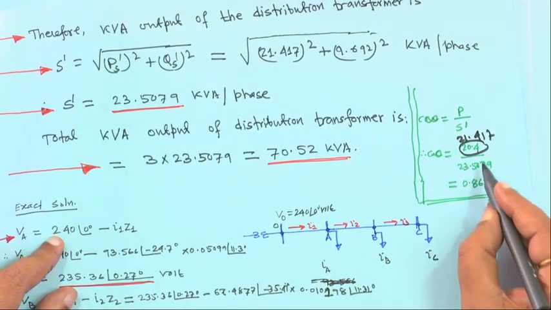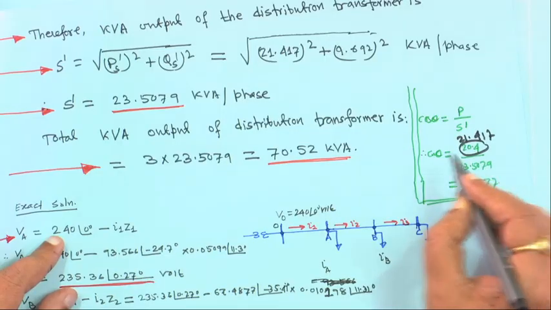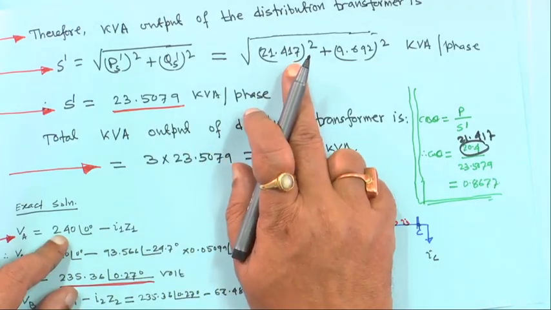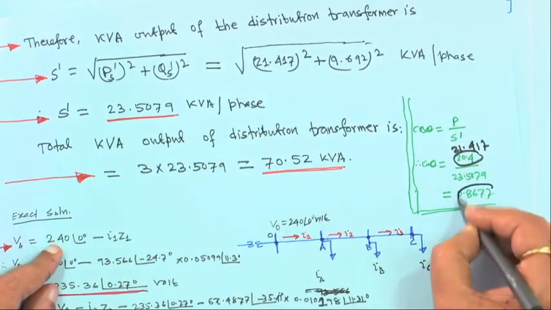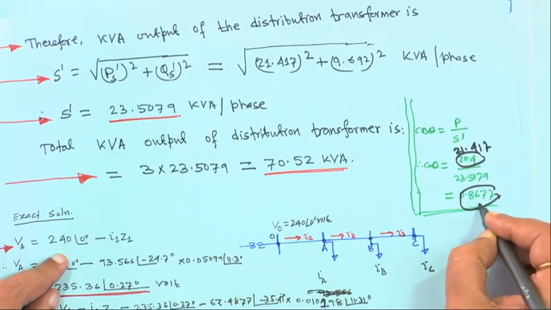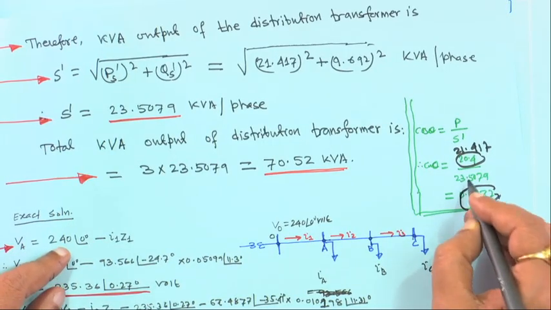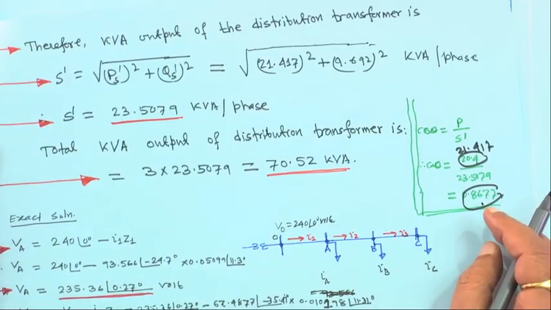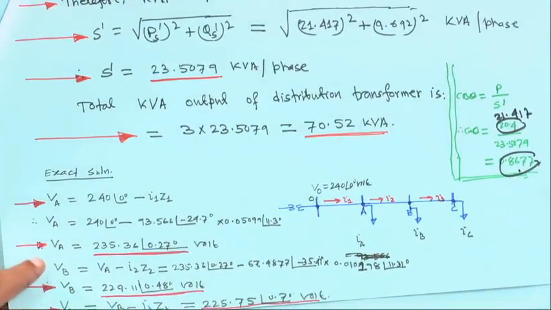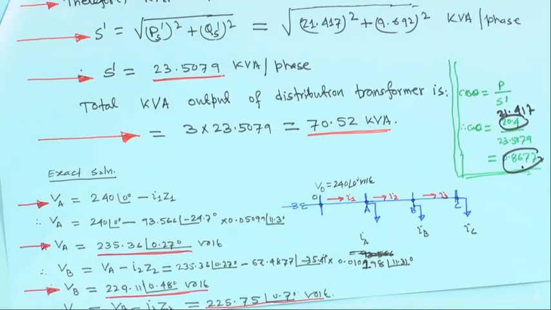So this value is based on this 20.4, but actually I have missed this one, it should have been 21.417. Please compute it, it will be nearly 0.9. I do not have a calculator here, but it will be nearly 0.9, right. And for the exact solution, if you want, then for this node.